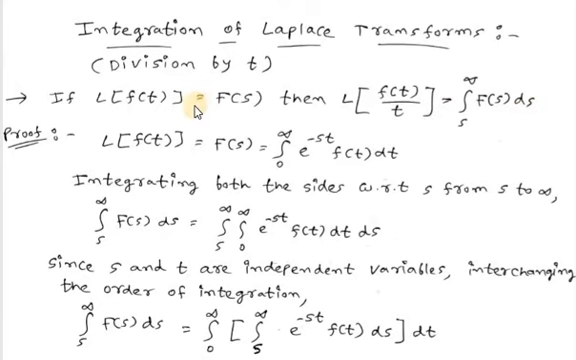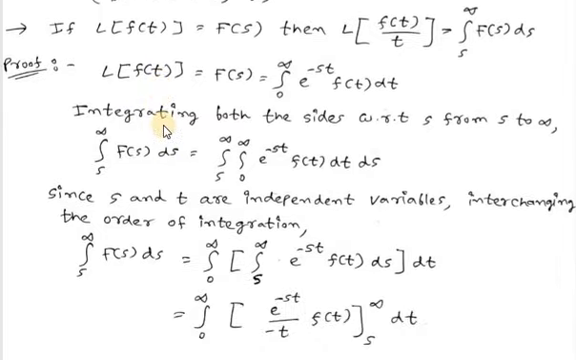Now we will see the proof of this theorem with the help of the fundamental definition of Laplace transform. Laplace of f of t equals F of s, and that equals integration from 0 to infinity e raised to minus st f of t dt. Now we will integrate this expression with respect to s from s to infinity. So integration of F of s from s to infinity ds equals integration from 0 to infinity of e raised to minus st f of t dt with respect to s from s to infinity.